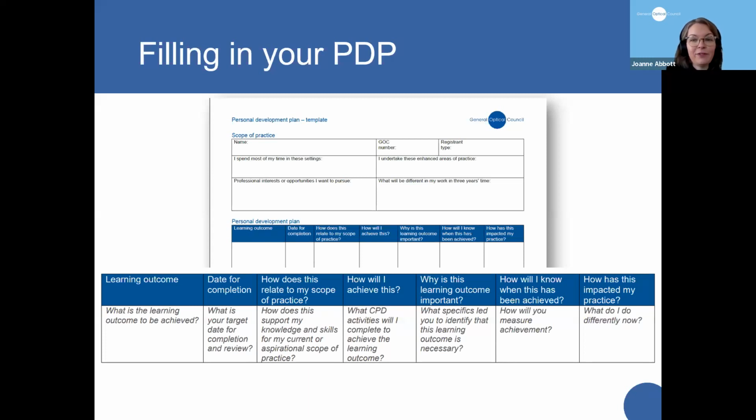Learning outcomes are specific to your needs, and we suggest that you set at least 4 or 5 over the 3-year cycle. But of course, you might need to add more as your development needs change. The final column in the plan, which is how has this impacted my practice, is to be completed when you have achieved the learning outcome.